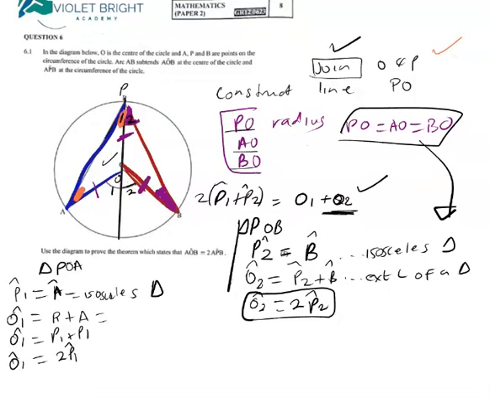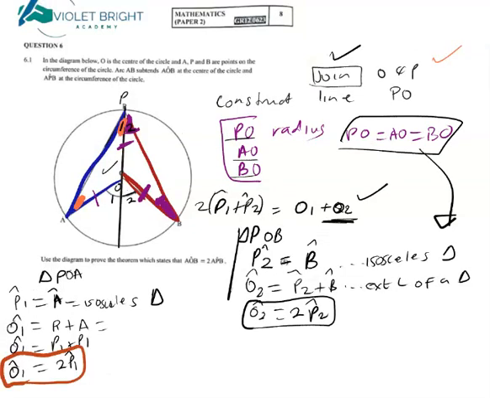So now let's continue. We have found that O1 is twice P1, and also that O2 is twice P2. We know that O1 and O2 together make up this whole angle AOB. So AOB, this whole angle, equals twice P1 plus twice P2.